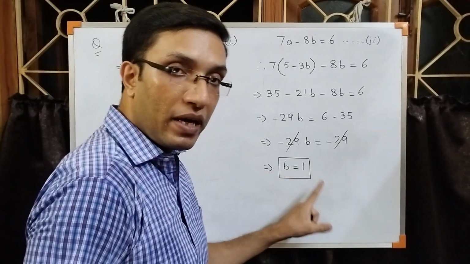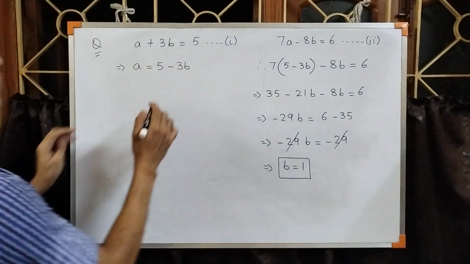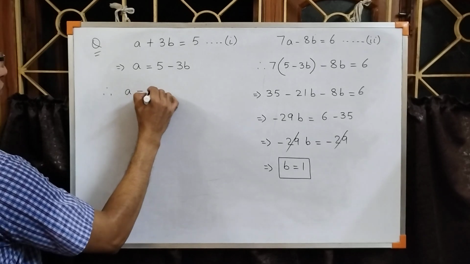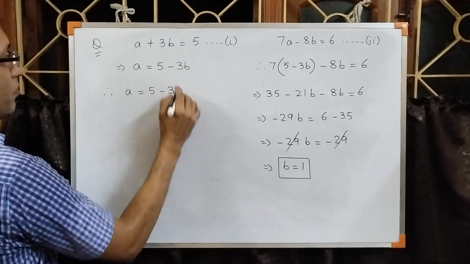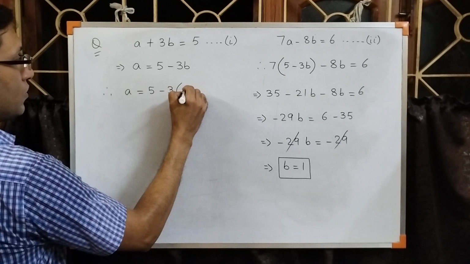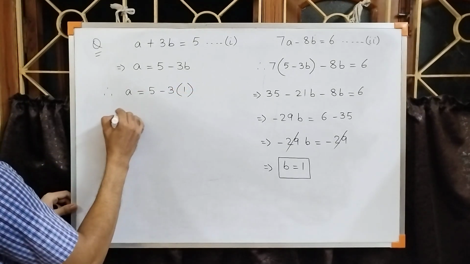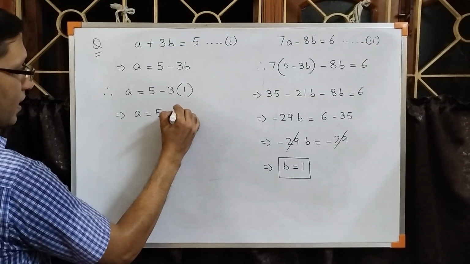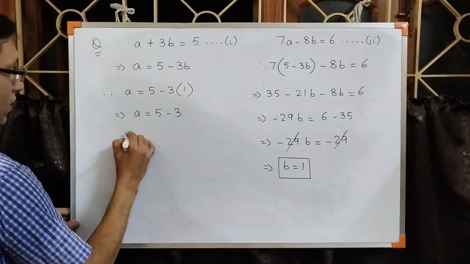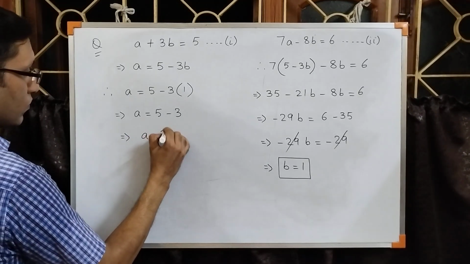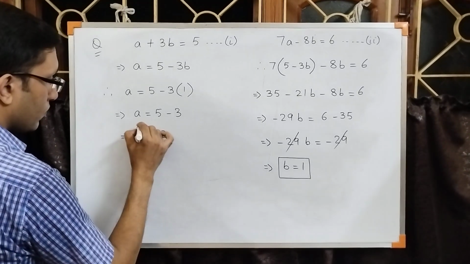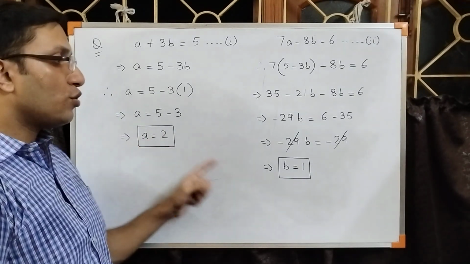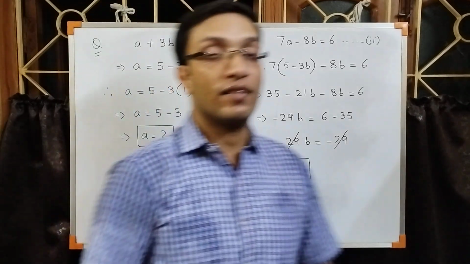Now this value of b, which is equal to 1, we are going to replace over here. Therefore, a is equal to 5 minus 3 times b, and the value of b is 1. So 3 multiplied by 1. So a is equal to 5 minus 3, that is 2. So the value of a is 2 and the value of b is 1.